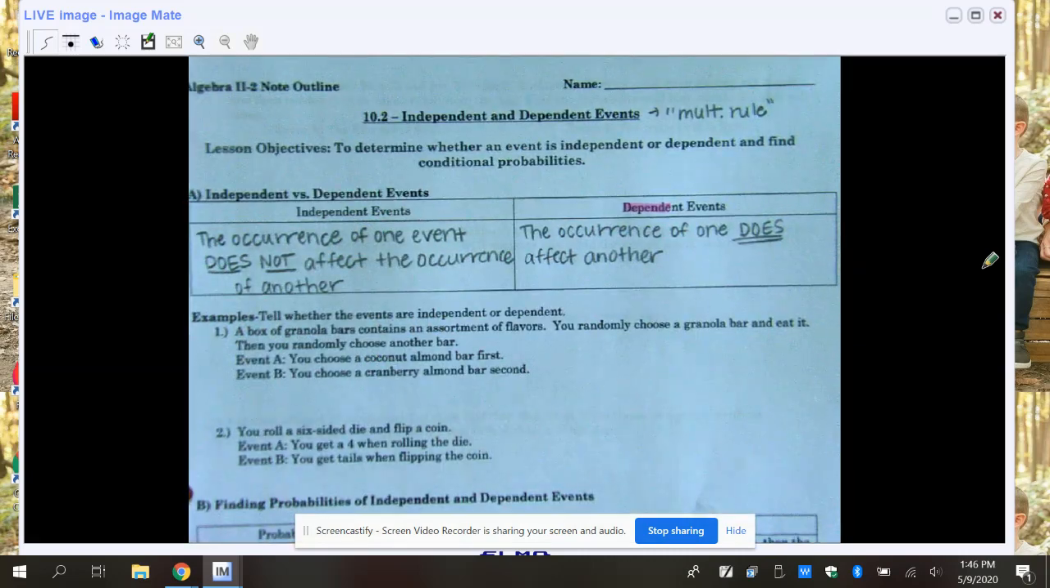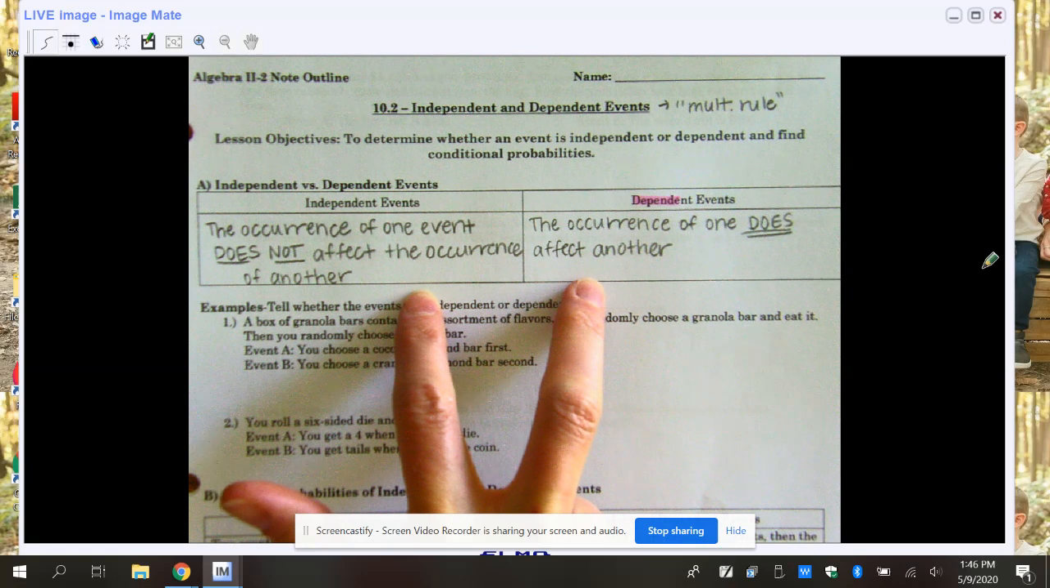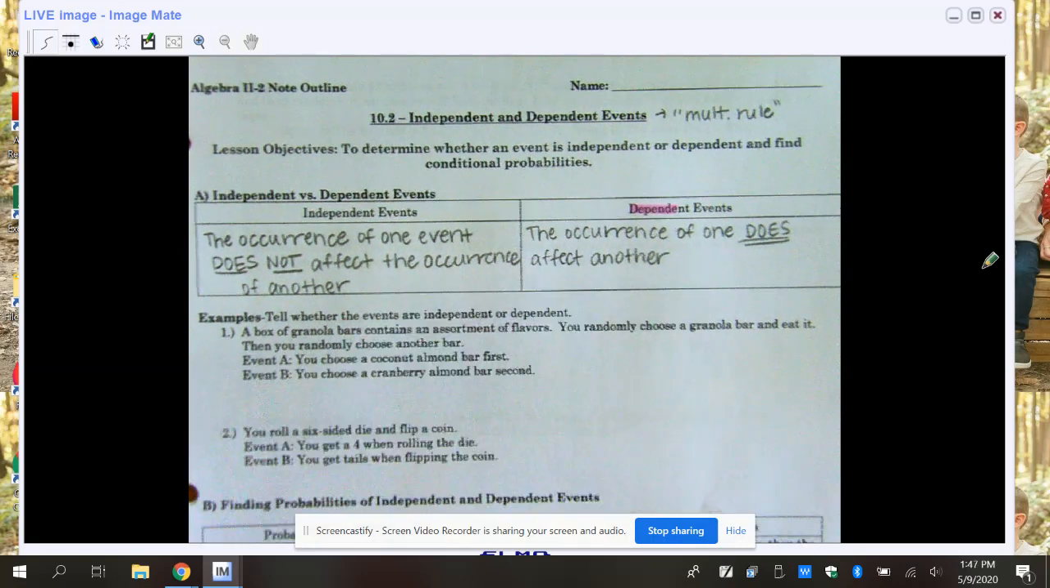Okay, and so some key words that you want to look for when you are determining whether two events are independent or dependent is to think about, are you putting something back? Are the two events completely unrelated to each other? Things like that. So for this first example, again, it says tell whether these two events are independent or dependent.